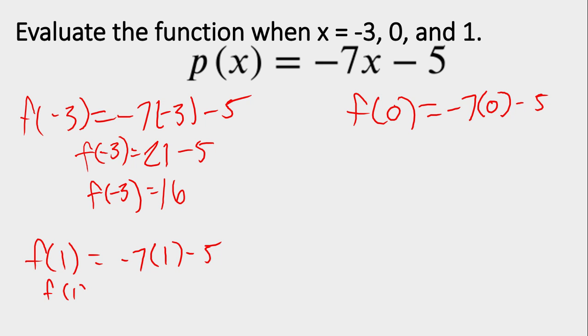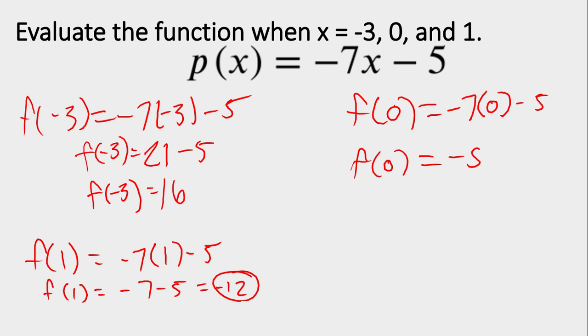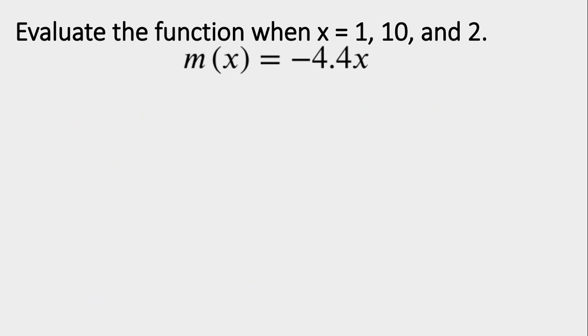f of 1 is negative 7 minus 5, which equals negative 12. And f of 0 equals negative 5. Next.